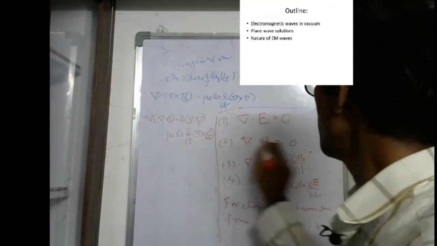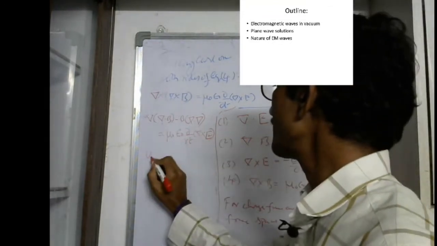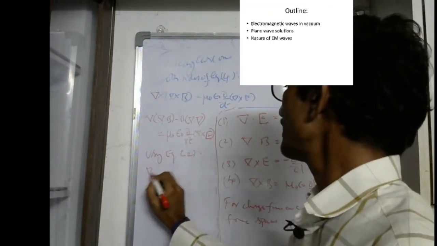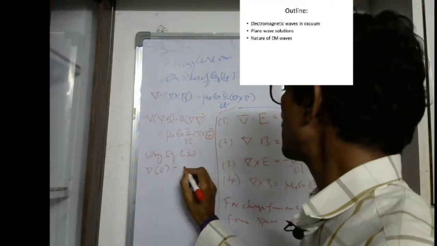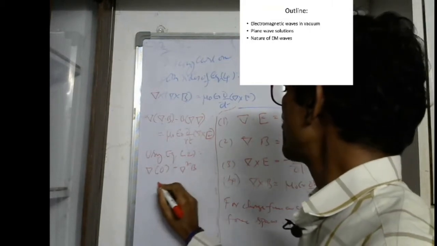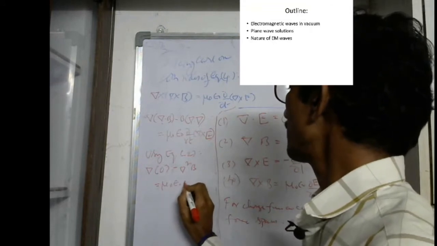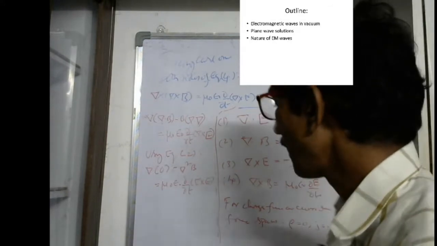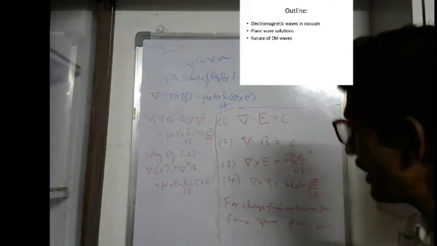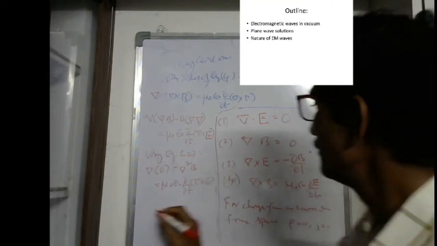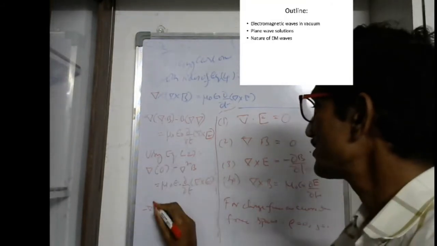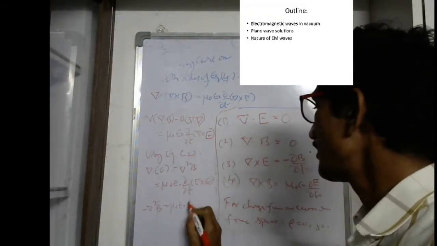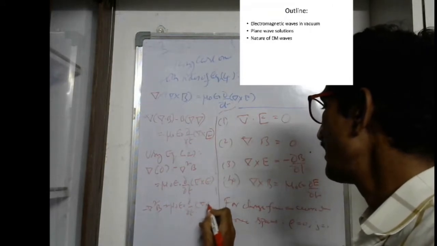What is del dot B? It is 0. Substitute that value using equation number 2. What happens here? Del into 0 minus del into del square B is equal to mu naught epsilon naught dou by dou t of del cross E. Now the first term is 0, and we have minus del square B equal to mu naught epsilon naught dou by dou t of del cross E.